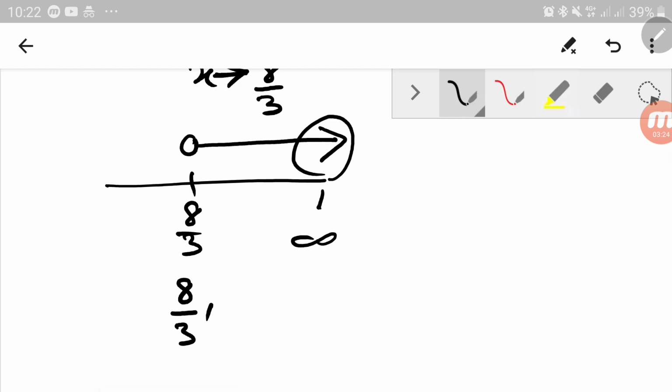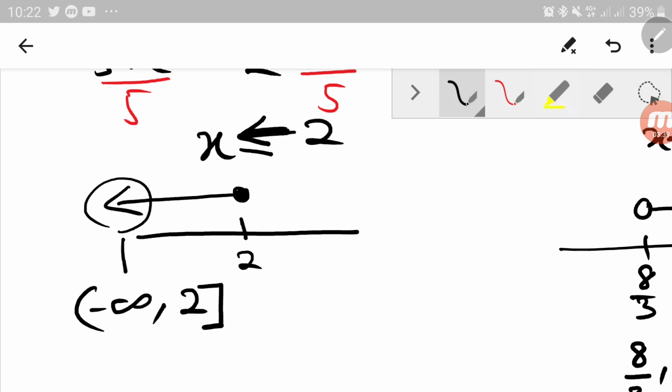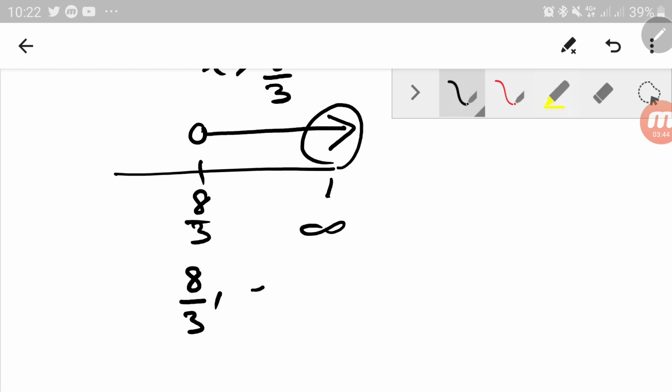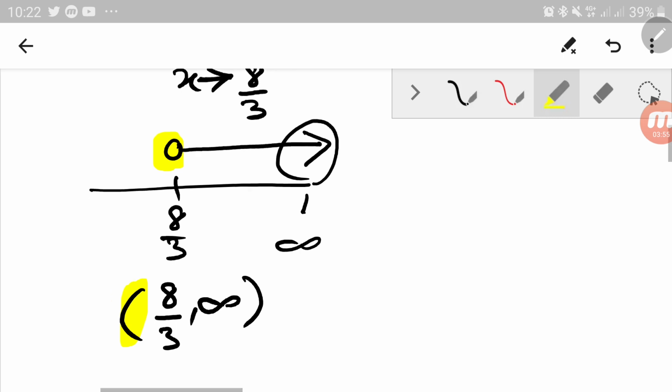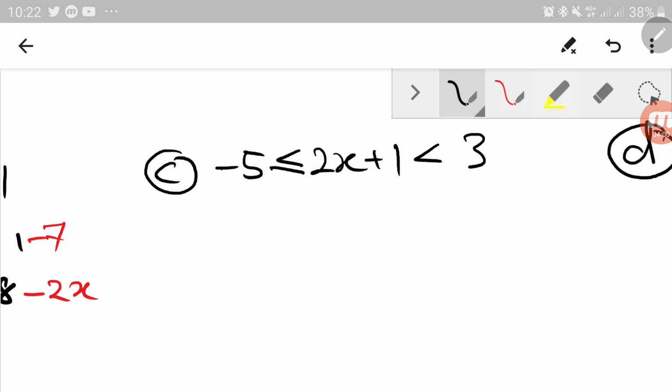Remember, the arrow is like infinity. How do we differentiate whether it's positive infinity or negative infinity? It's very easy. If the arrow is pointing to the right, like this one, it is positive infinity. If it's pointing to the left, like this, then it's negative infinity. So it's positive infinity, open bracket as usual. For this one, open bracket. Why open bracket? Because the circle is empty.